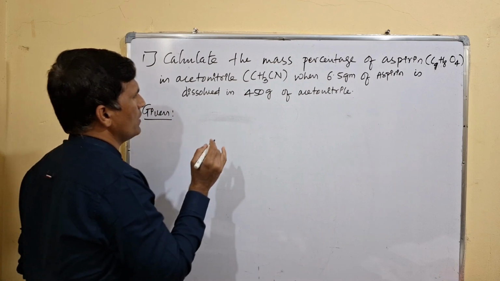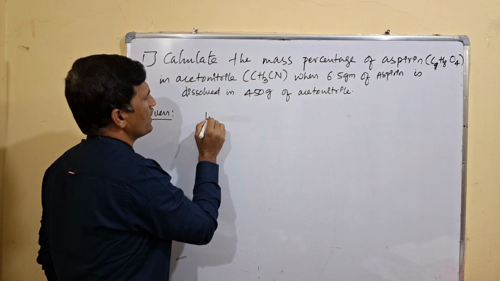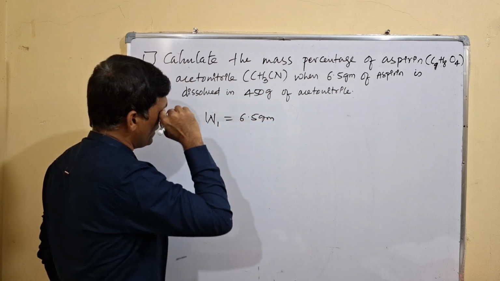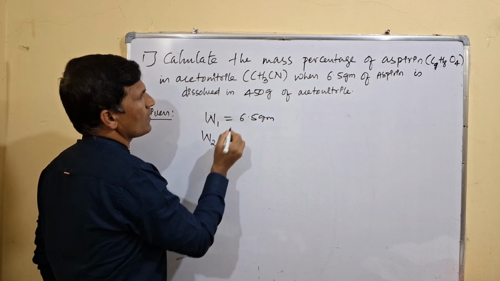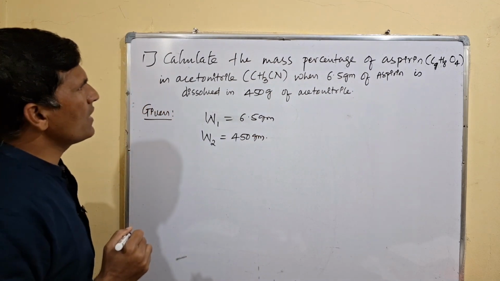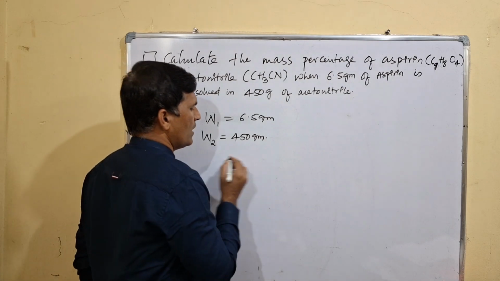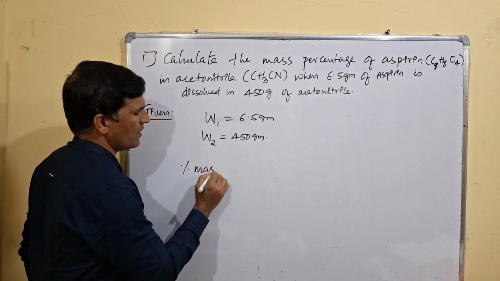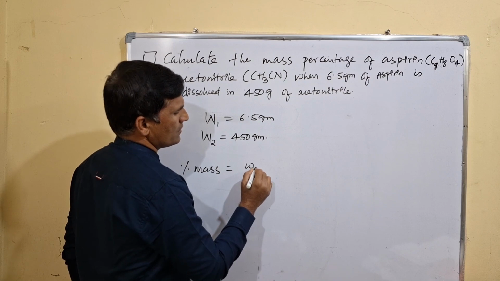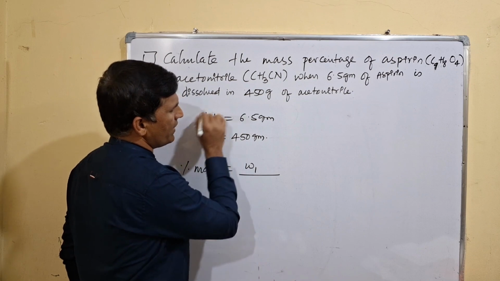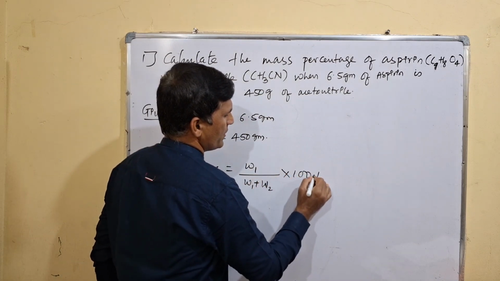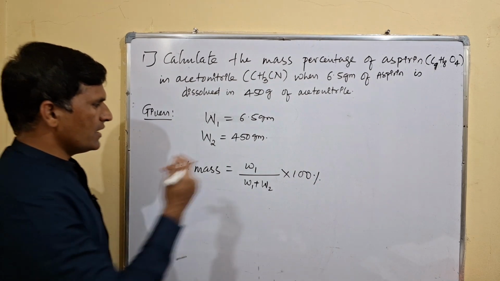So therefore you must write the given quantities. What is given? Weight of aspirin, we will take W1 as 6.5 gram. Similarly, the weight of acetonitrile solvent is given, that is W2, 450 grams, right? And they are asking to calculate the mass percentage. The mass percentage formula you should write like this: percentage of mass is equal to weight of the compound, that is W1, divided by total weight of the solution, that is W1 plus W2, into 100%. Like this you should write the formula and then substitute the values.